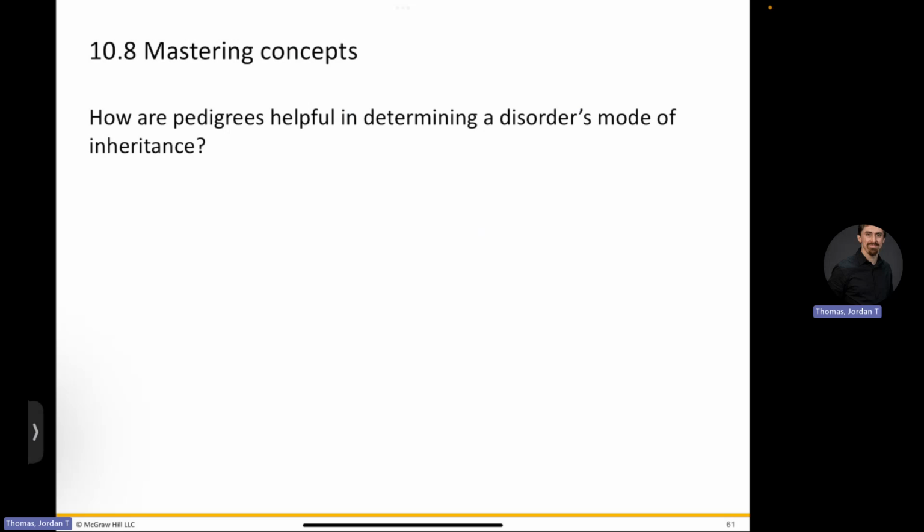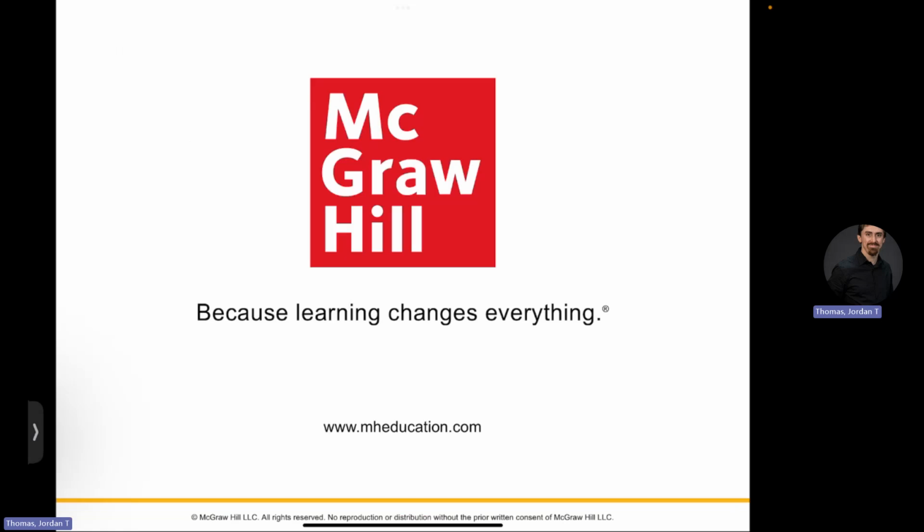Okay. So that is it for today. For this chapter, make sure you know the different types of inheritance: dominant, recessive, incomplete dominance, codominance, epistasis, and so forth. And make sure you know how to use a Punnett square. The weekly activity and the discussion will help you with this.